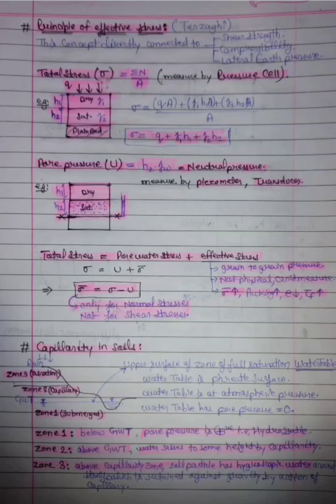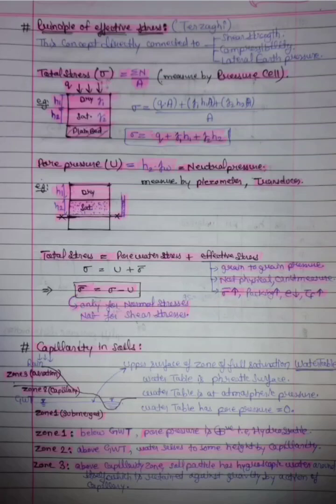Then below it there is another layer of soil, the saturated soil layer, having unit weight of gamma 2 and depth h2, and the area is A. So this is the force due to this layer. Now the summation of all the forces divided by the area will give us the total stress. So we will get sigma equal to q plus gamma 1 h1 plus gamma 2 h2. This will be the total stress.